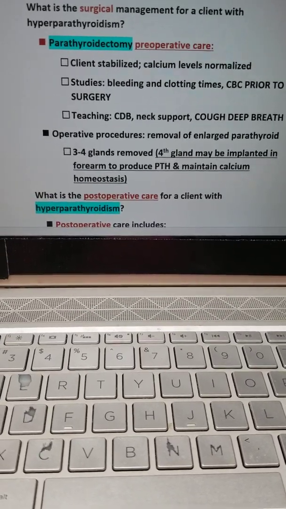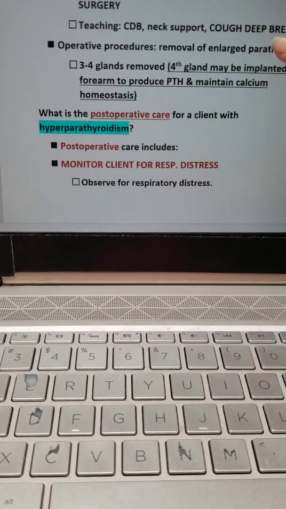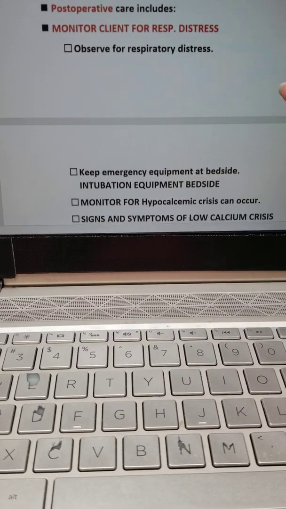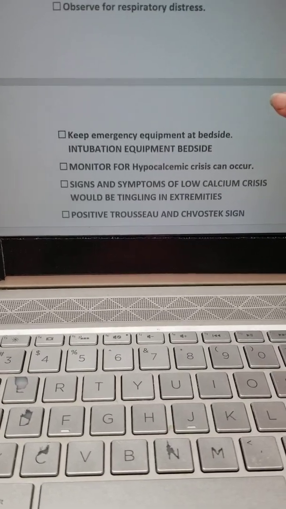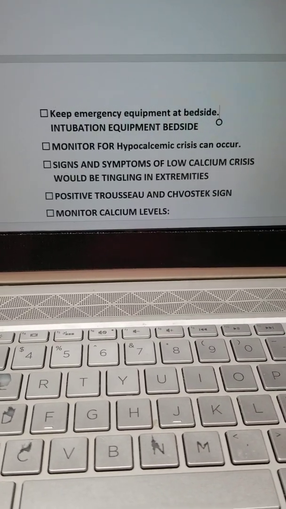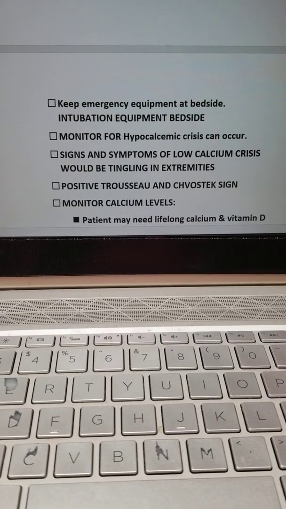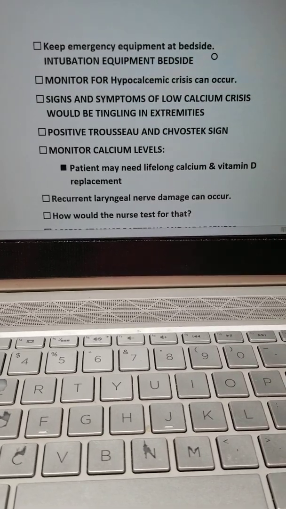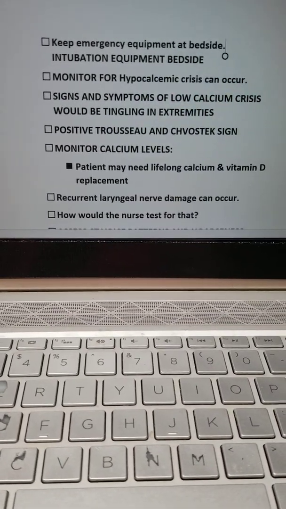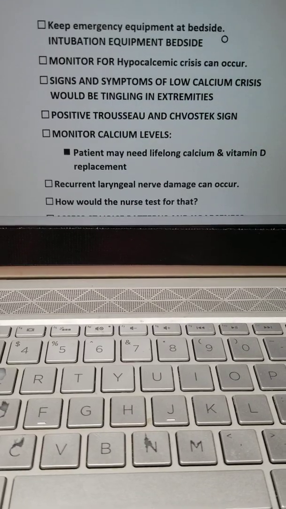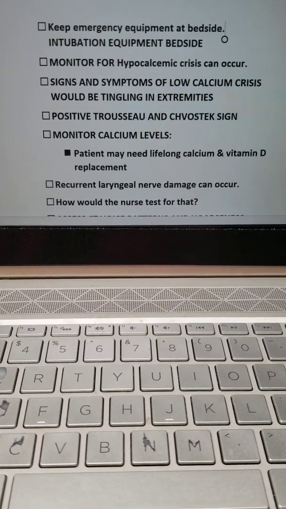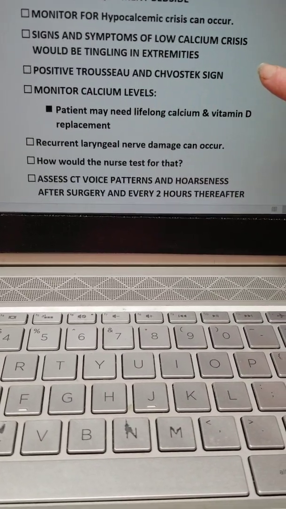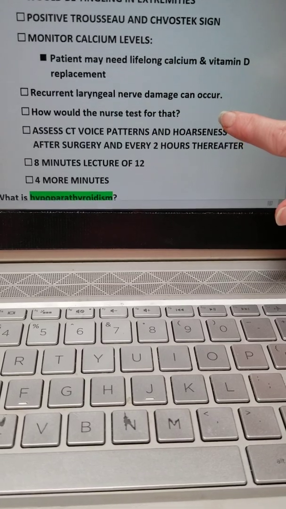Post-op care for a client with hyperparathyroidism. So post-surgery care, you would monitor client for respiratory distress, keep emergency equipment at bedside, intubation equipment at bedside, and monitor for hypocalcemic crisis, which could occur. They could also bounce into low calcium. Signs and symptoms of low calcium crisis would be tingling in extremities, positive Trousseau and Chvostek sign, so monitor calcium levels. Patient may need lifelong calcium and vitamin D replacement.